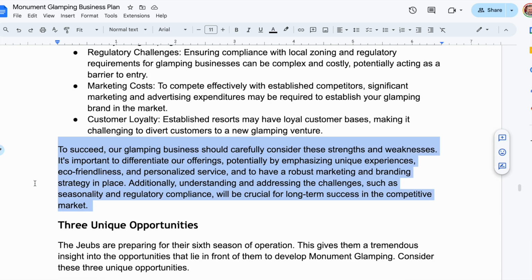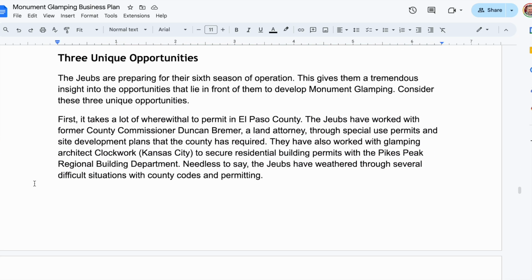To succeed, our glamping business should carefully consider these strengths and weaknesses. It's important to differentiate our offerings, potentially by emphasizing unique experiences, eco-friendliness, and personalized service, and to have a robust marketing and branding strategy in place. Additionally, understanding and addressing challenges such as seasonality and regulatory compliance will be crucial for long-term success in the competitive market. Then I lay out 3 unique opportunities.